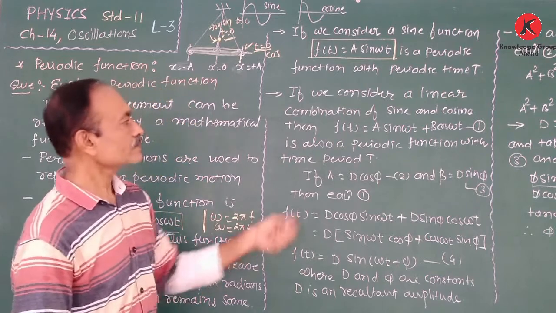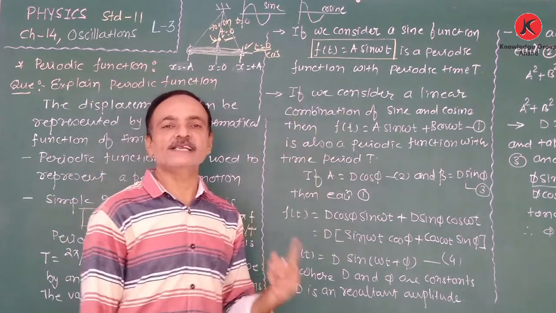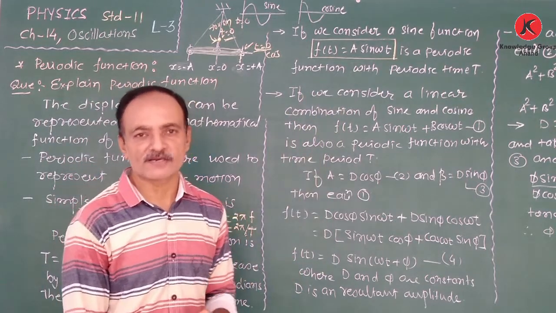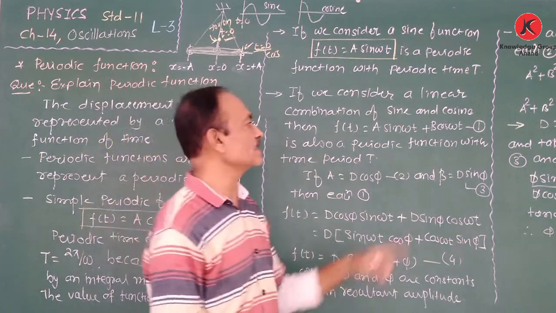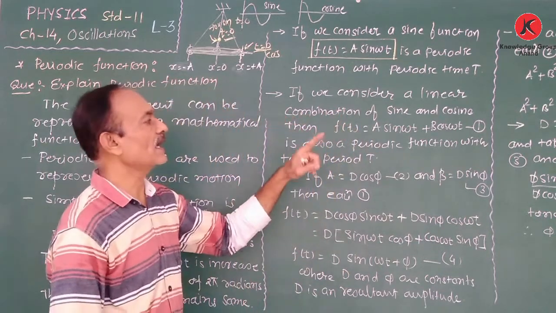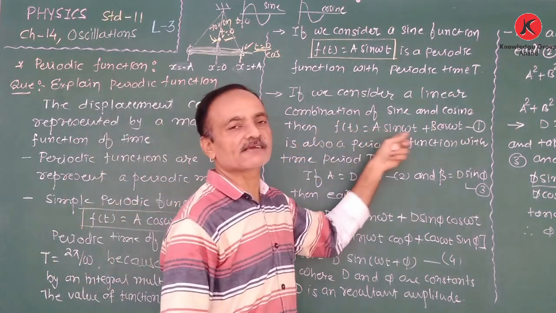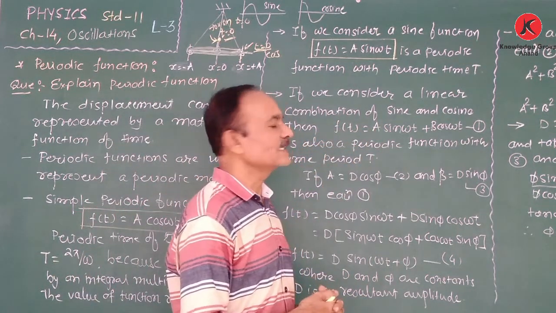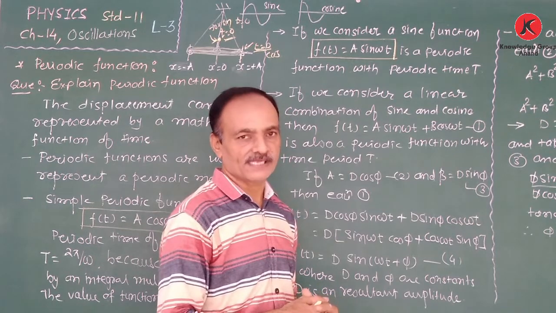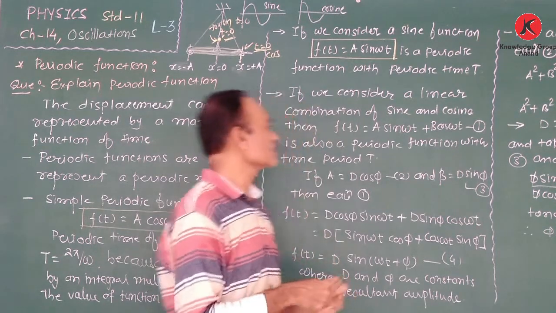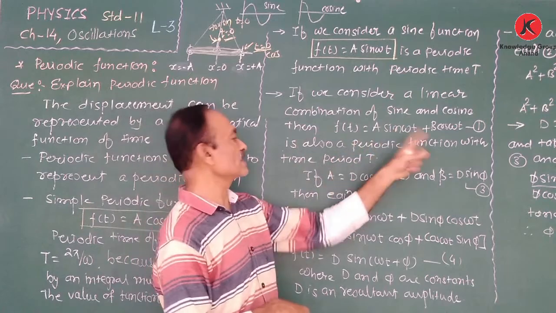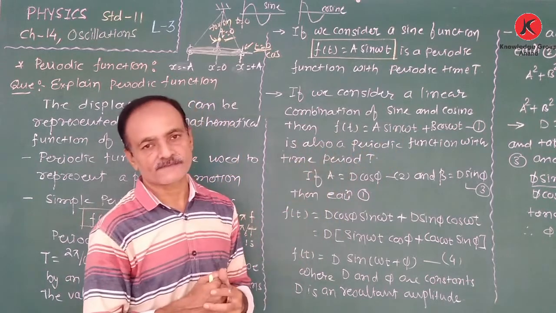Okay. Now, if we consider the linear combination of the sine and cosine functions, that also represents a periodic motion or simple harmonic motion. Therefore, the function is f(t) is equal to A sin omega t plus B cos omega t. A and B are constants. It is also a periodic function with time period T.